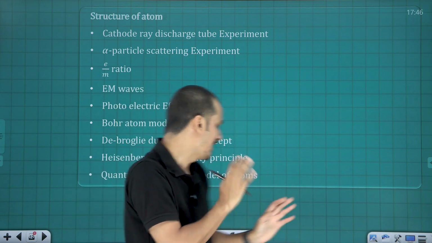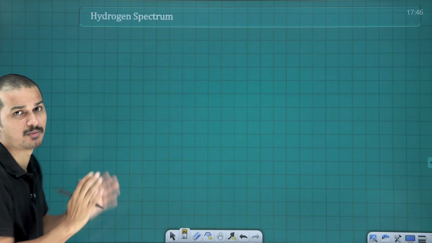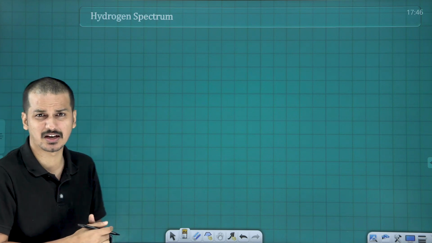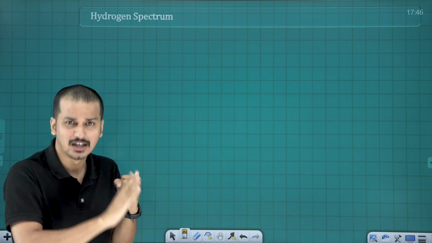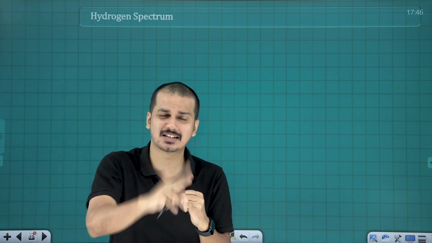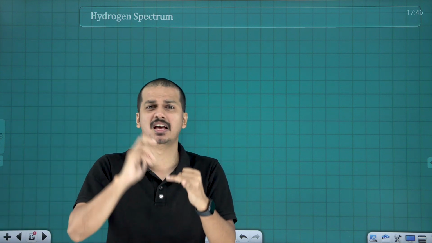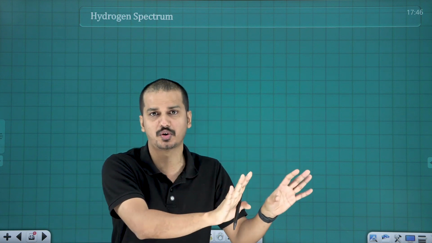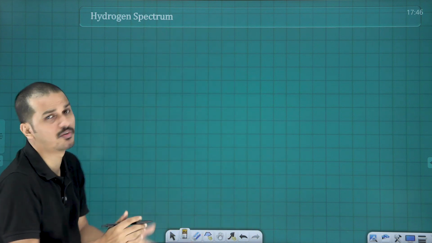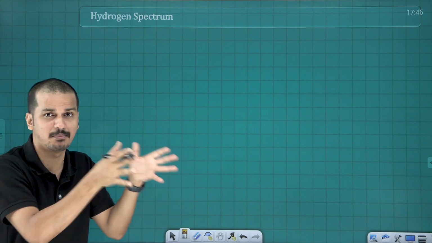Anyhow, in structure of atom we can look at the very important ideas one by one. First, we are directly going with the hydrogen spectrum. You have to go through the basic ideas: what is the cathode ray discharge tube experiment, what is the alpha particle scattering experiment. Here we are directly going with the hydrogen spectrum, especially the hydrogen emission spectrum.